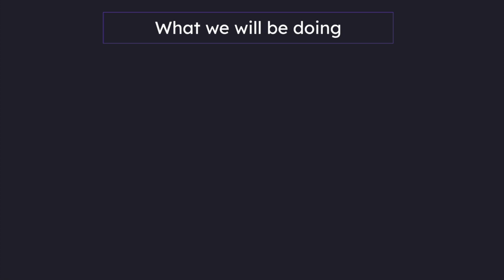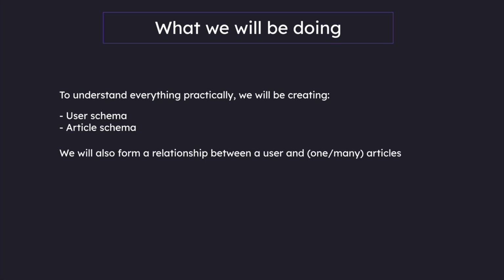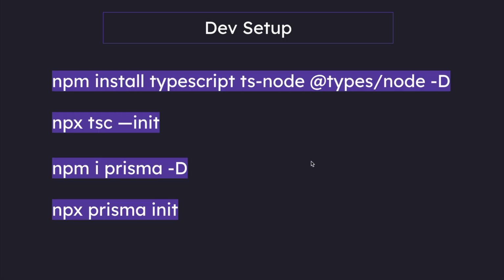So going forward in the rest of this video, to understand everything practically, we will be creating a user schema and an article schema. We will also form a relationship between a user and articles. So essentially, a user can have multiple articles, but every article should have just one user. So now let us get started with the coding.